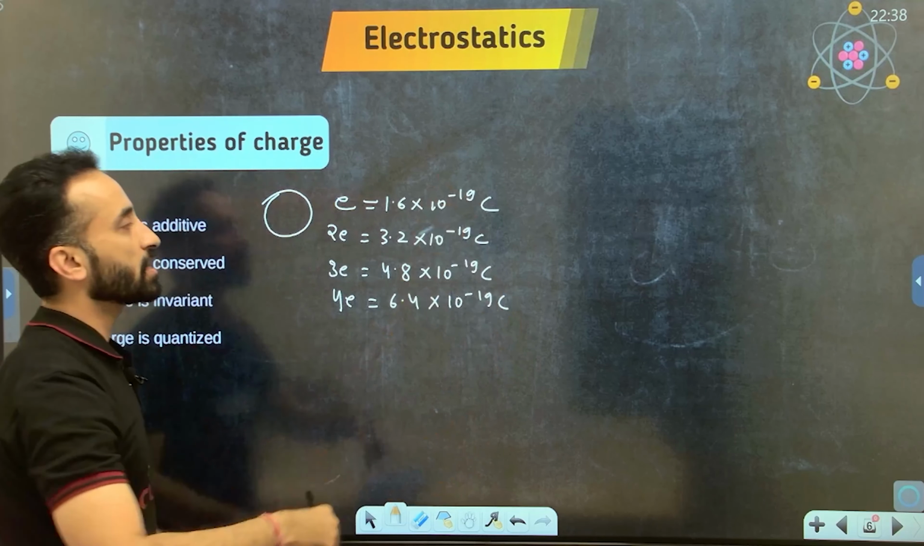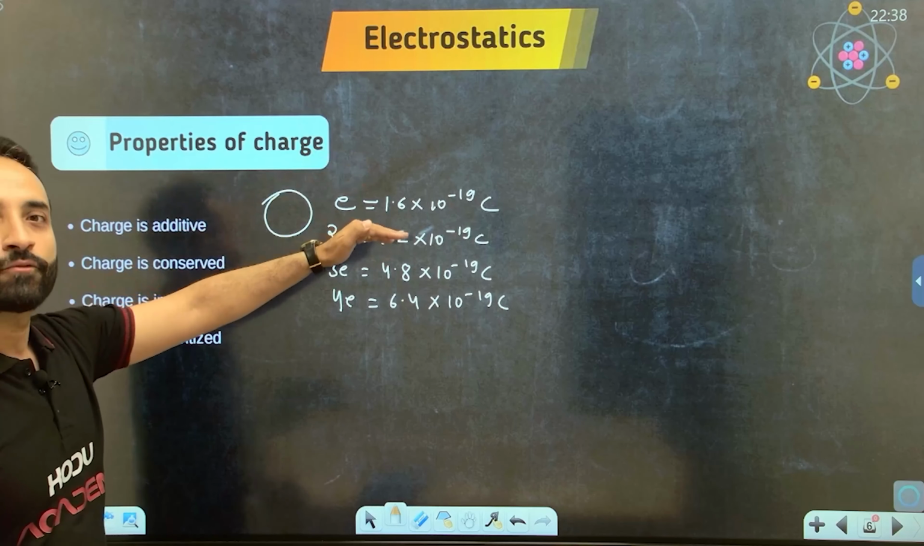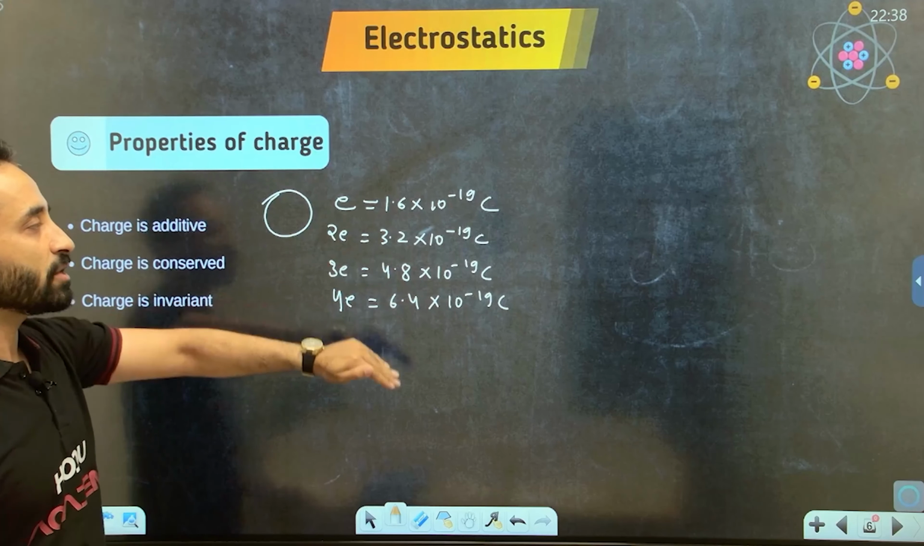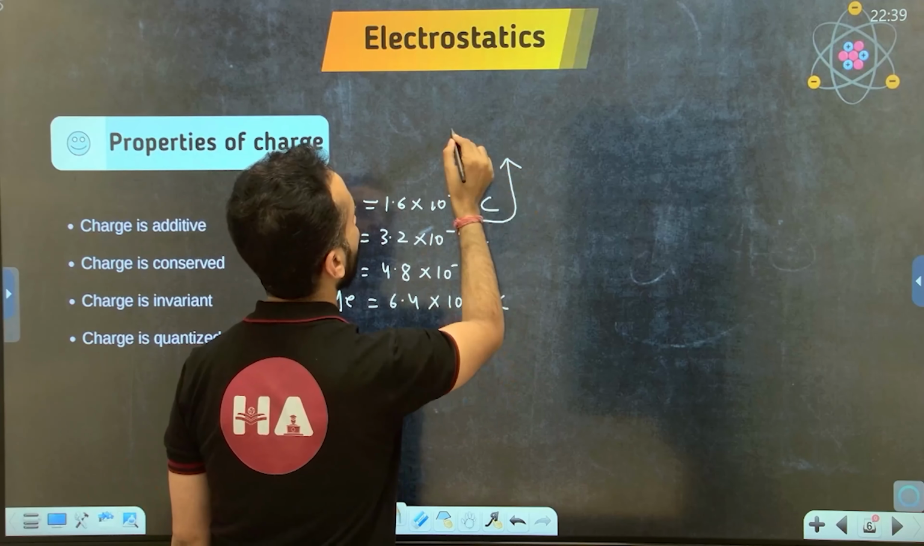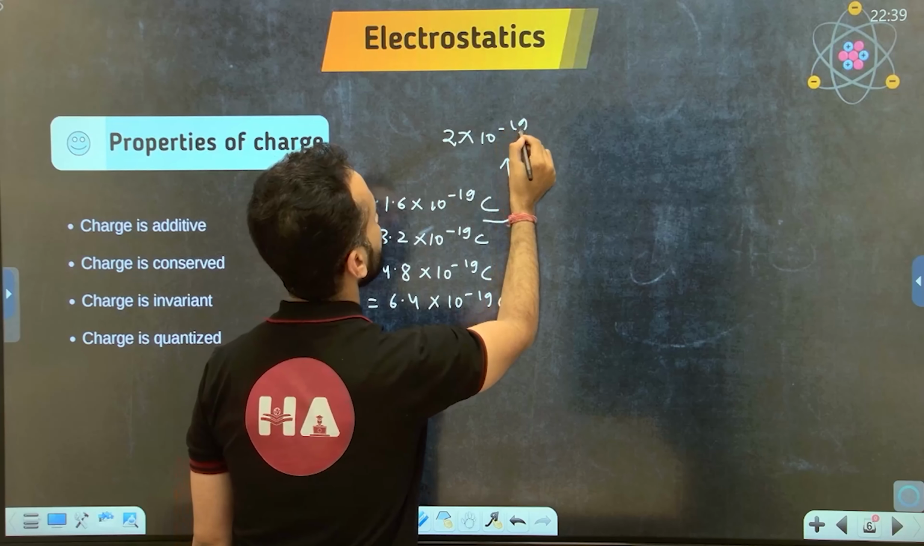If you take out one more, what are you learning here? That charge on the body is only jumping from this value to this value, this value to this value, and it cannot acquire values in between. So for example, it cannot acquire a value of 2 into 10 raised to the power. That's not possible.